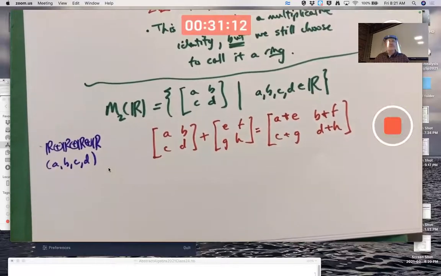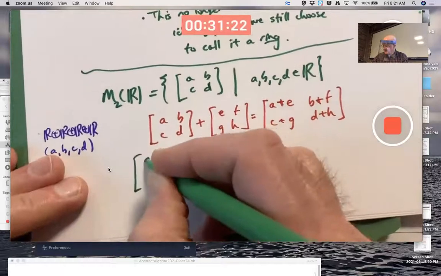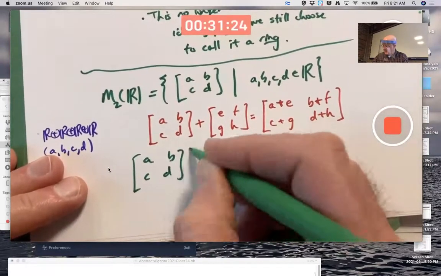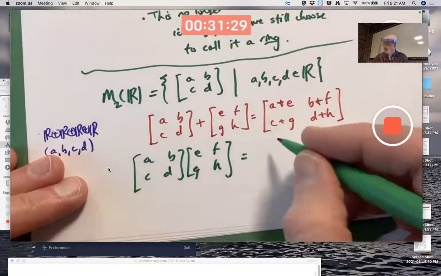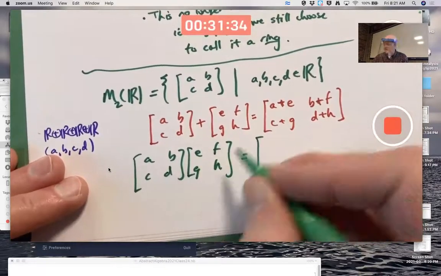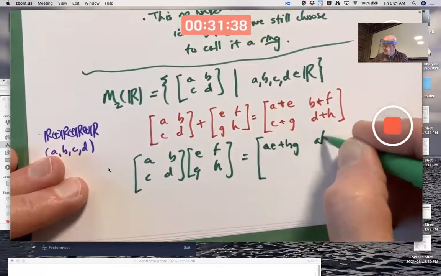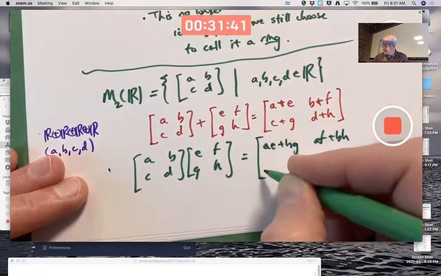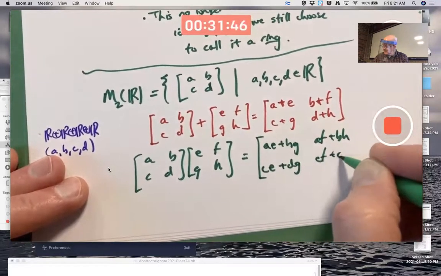However, with matrices, we know we also have multiplication of matrices, which is a non-obvious kind of operation, right? The way we multiply matrices is kind of funny when you think about it. We don't multiply component-wise, right? We do it with the dot product of rows here with columns here: AE plus BG, AF plus BH, CE plus DG, CF plus DH.